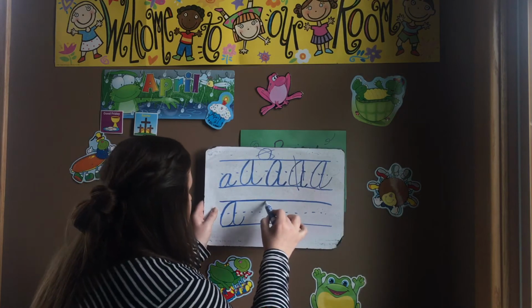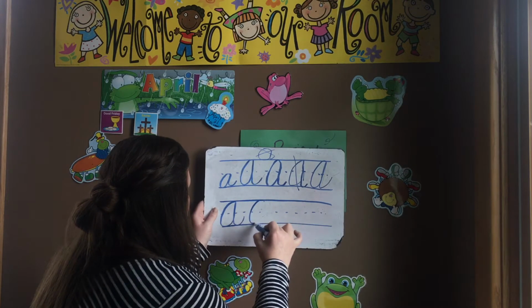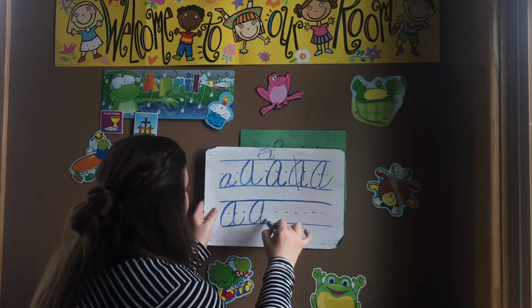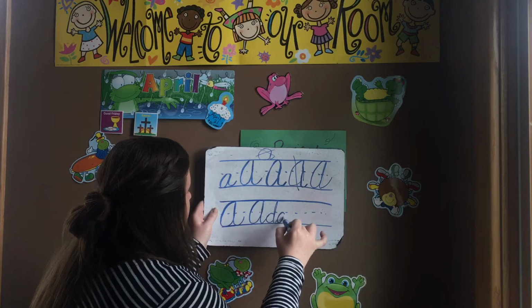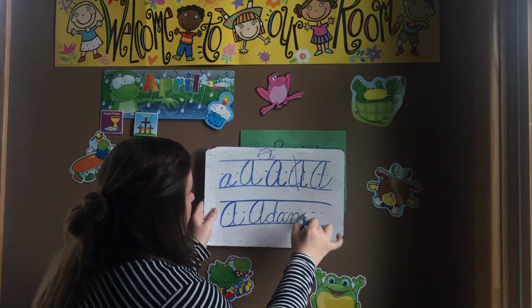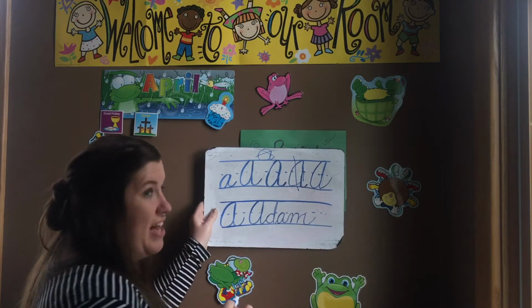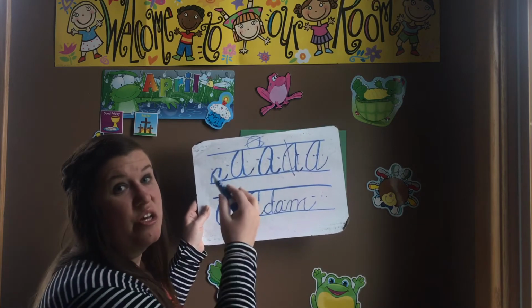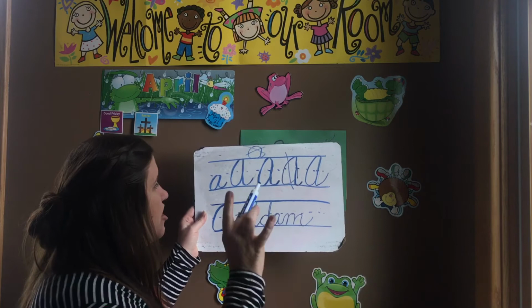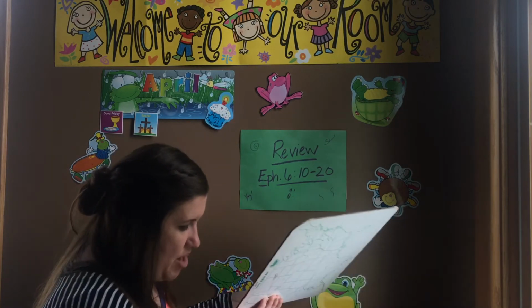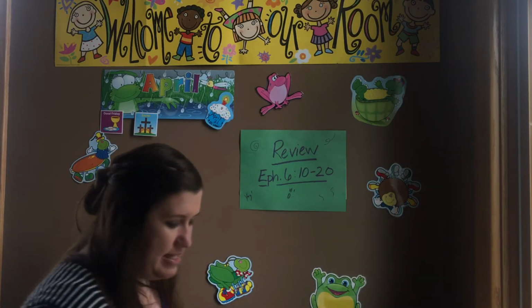So let's practice Mrs. Perry's husband's name. His name is Adam. So we go straight into the D, and into the lowercase a, and then the curves of the M. Okay, so a capital A goes right on into the next letter. So take a few minutes and practice those capital A's this morning.